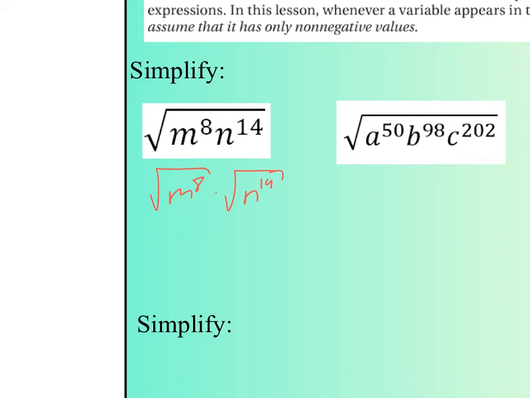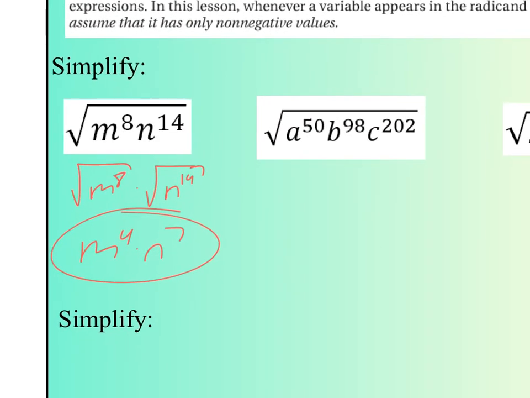And I've been showing you, though, that you can break these apart whenever you want. M to the 8th, square root of m to the 8th would be m to the 4th. And square root of n to the 14th would be n to the 7th. So m to the 4th and n to the 7th for that one, okay? I got some big numbers here, but don't be fooled, right? So again, same idea here. If I have to take half of all of them, which is what happens when you square root them, it'd be a to the 25th, b to the 49th, and c to the 101, okay, for that one.